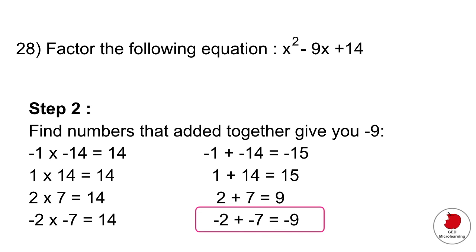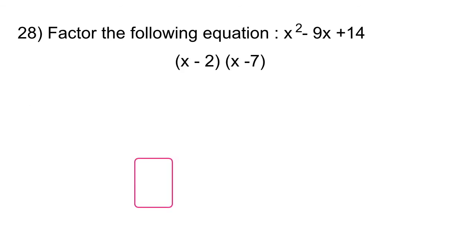Okay, so minus 2 times minus 7 is equal to positive 14, and negative 2 plus negative 7 is negative 9. Okay, so those are your two factors. So your equation would look like that.